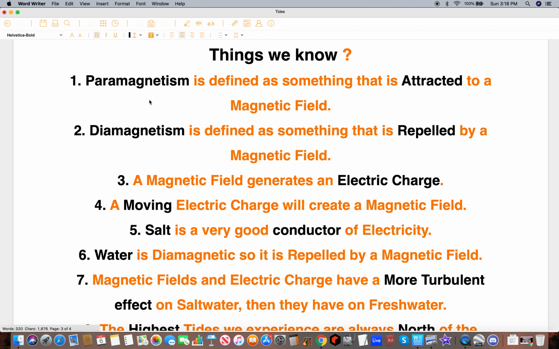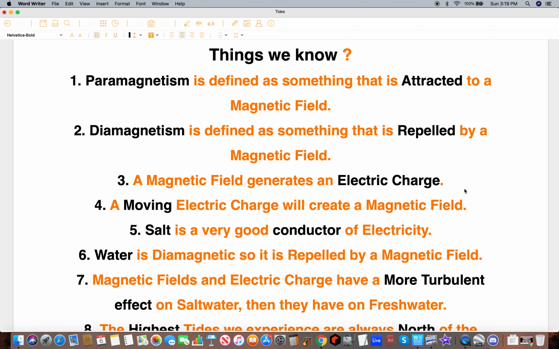Now, things we know. Paramagnetism is defined as something that is attracted to a magnetic field. We know this, right? Diamagnetism is defined as something that is repelled by a magnetic field. We know that. So paramagnetism is an attraction, and diamagnetism is a repellent.